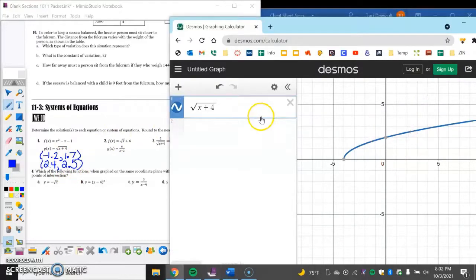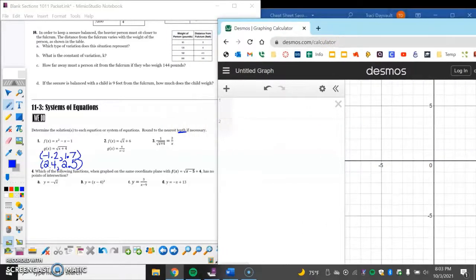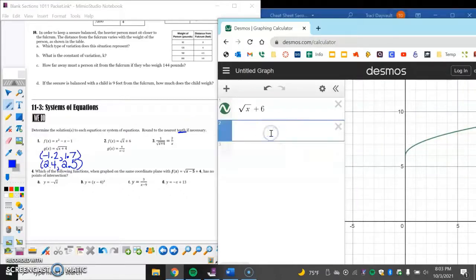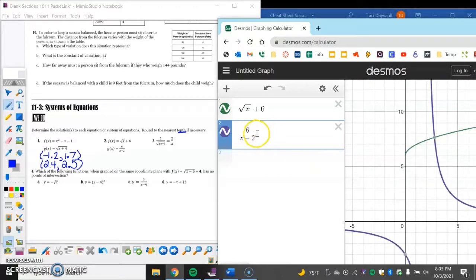Let's do another example. To solve this system of equations, I'm going to type in the square root of x, and then you've got to be careful about what is under the square root and what is not under the square root. So I'm going to press the right arrow so that the plus 6 is not under the square root. And I'm going to type the other function, which is an inverse variation function. And again, you've got to be careful when you type these in for what is under the square root and what is under the fraction bar and that kind of thing.